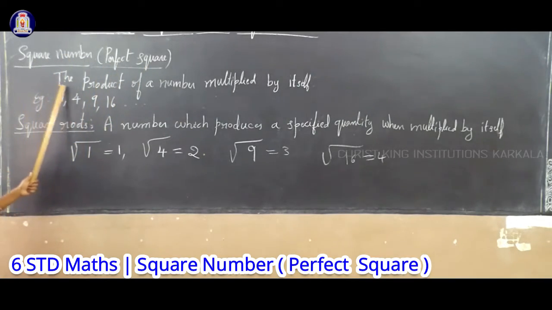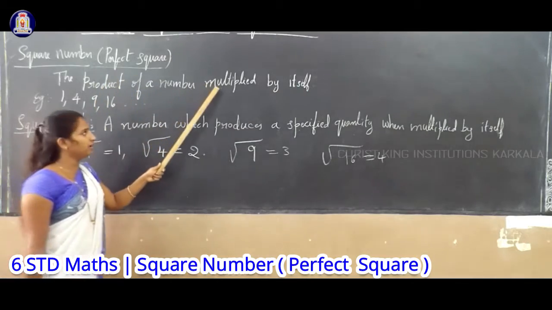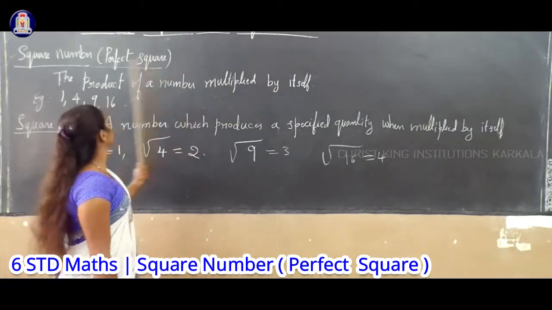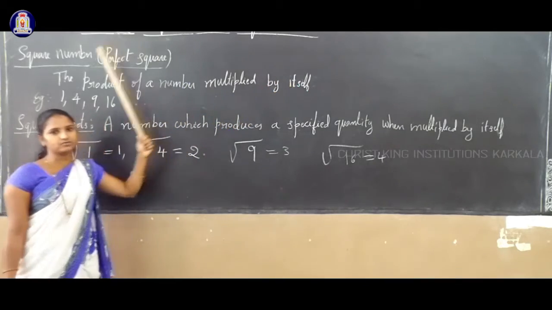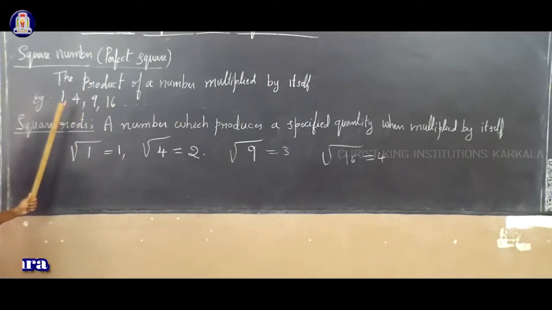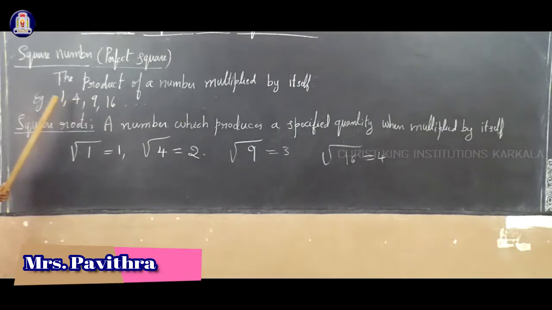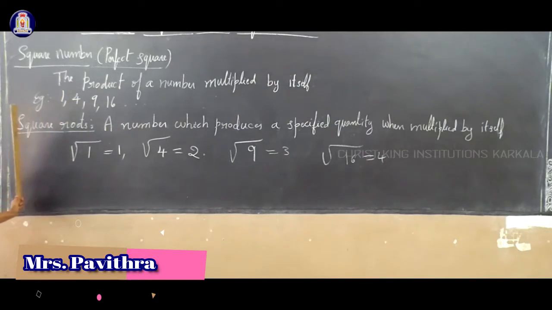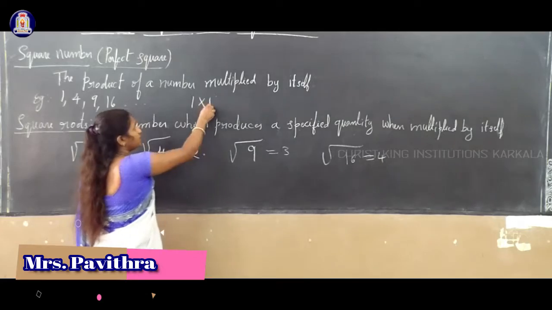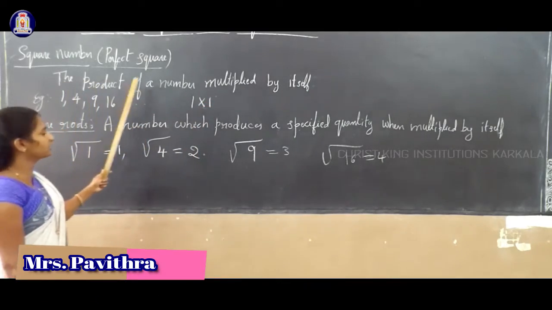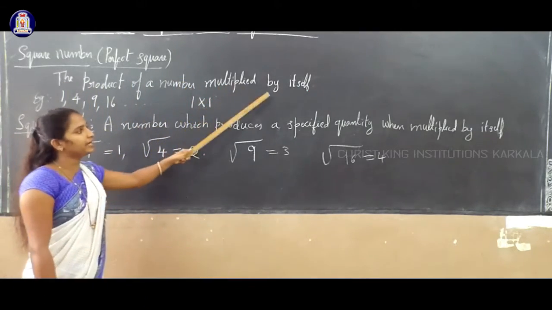See here, the product of a number multiplied by itself. The product of a number multiplied by itself, that is what a square number means. See here, about perfect squares, these numbers are called perfect squares. Why is it called a perfect square? See, the number is multiplied, here is given the product of a number multiplied by itself.